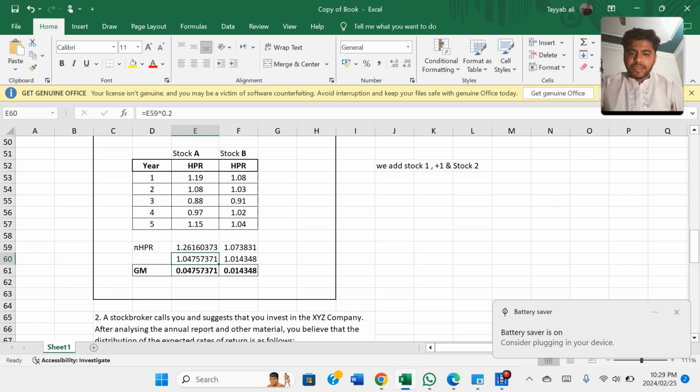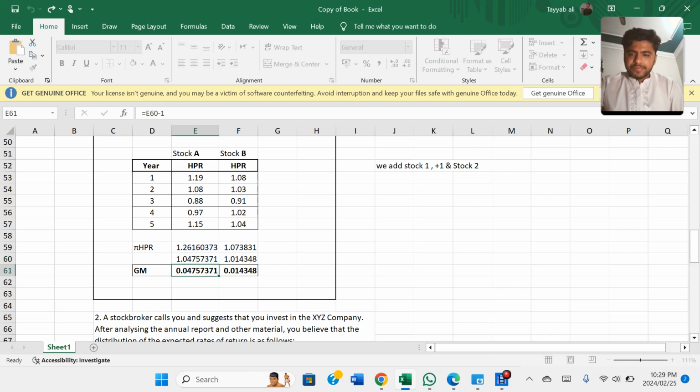Raised to the power of 1 divided by 5, that is 0.2, minus 1. The geometric mean is 0.04757371. And then the same calculation for stock B, with the holding period returns.